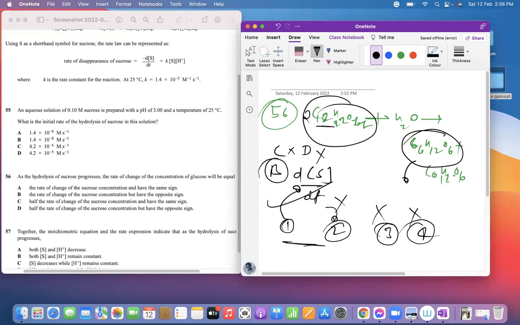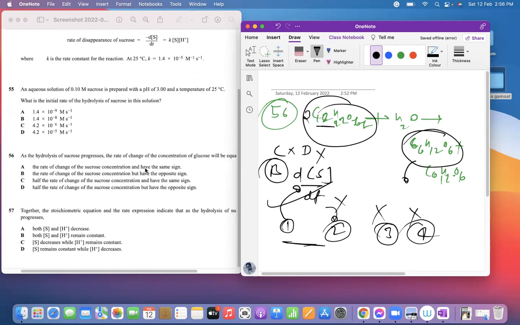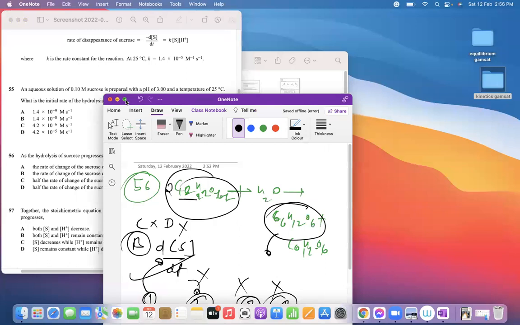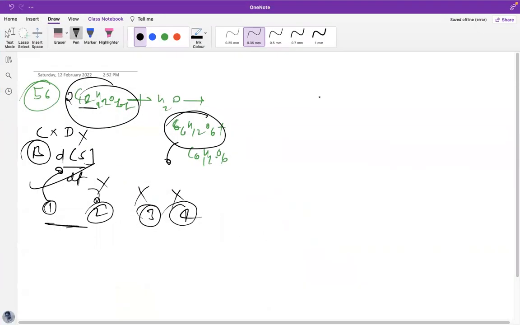Makes sense what I'm saying? Please tell me. Okay, perfect. Now we can move to the next.